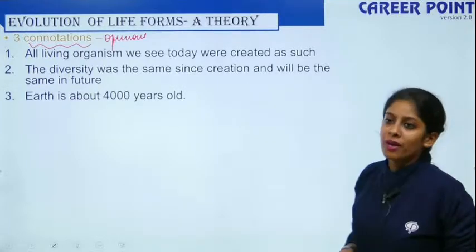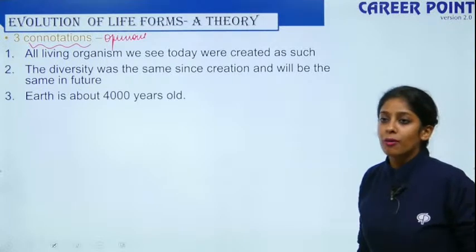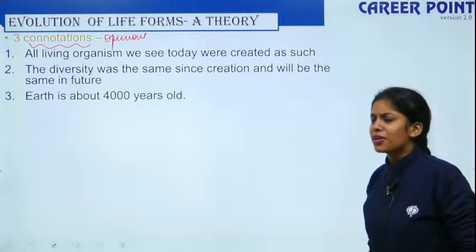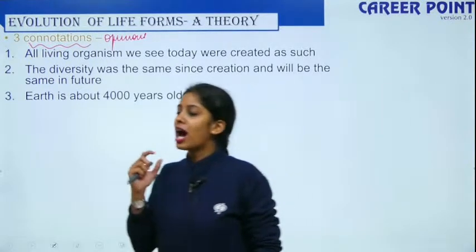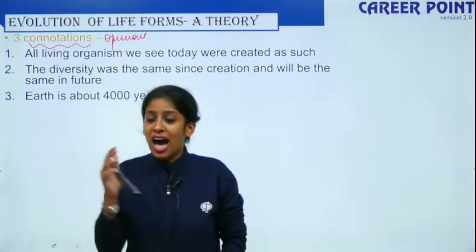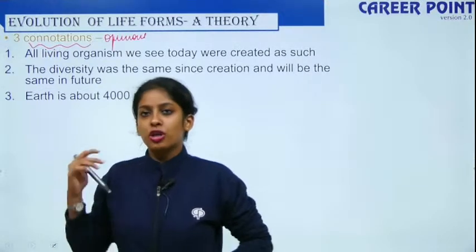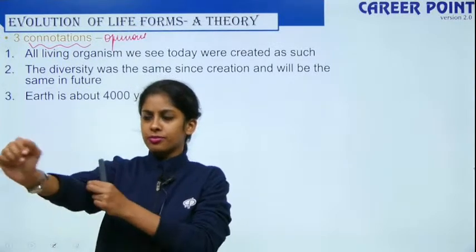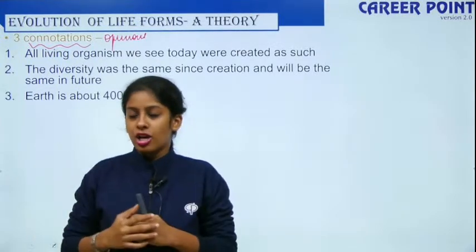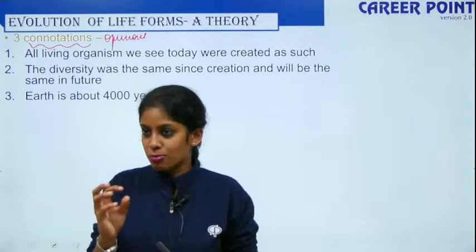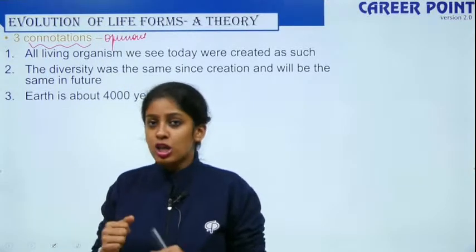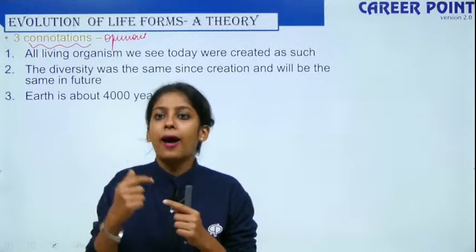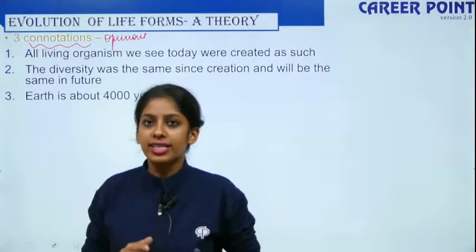And the third opinion is that people said the earth was about 4,000 years old, but no one could actually comprehend how evolution happened. So how did we arise from monkey? If you look at monkey, the monkey's brain size is small and the body is much bigger. So it is vice versa for us. Our brain size is bigger and our body size is small.